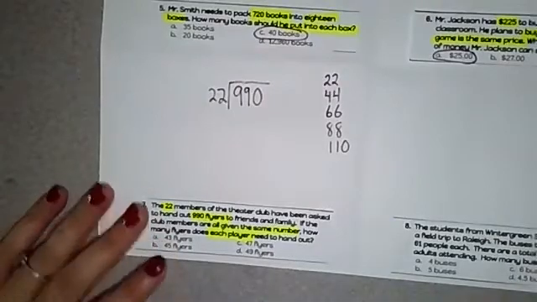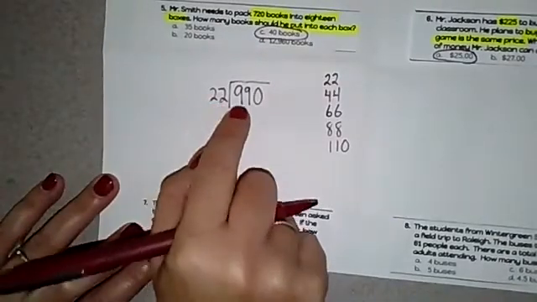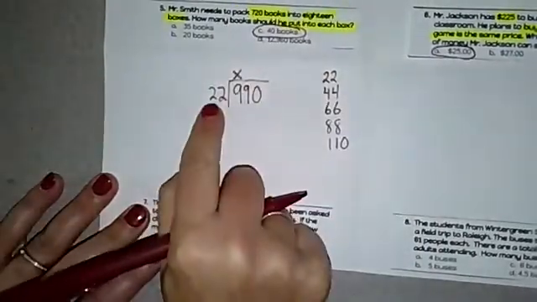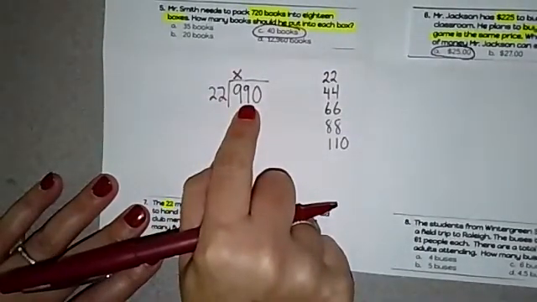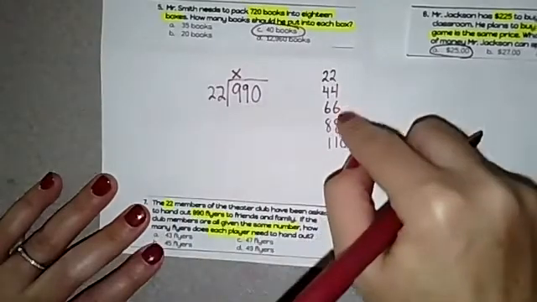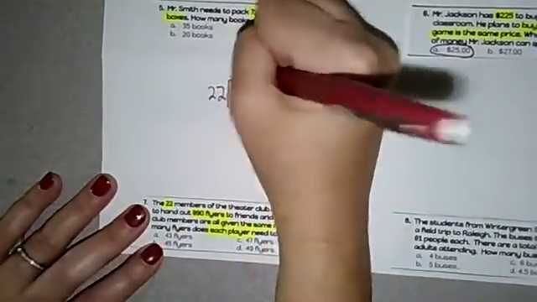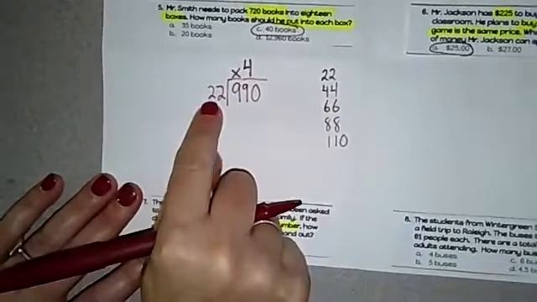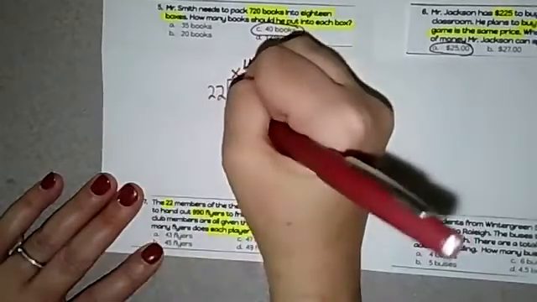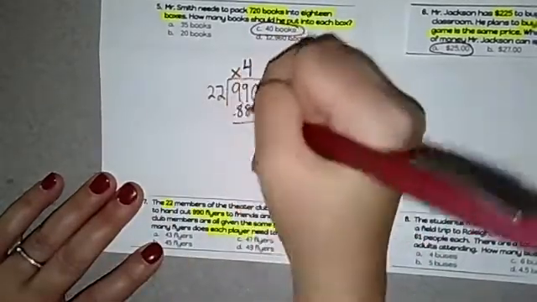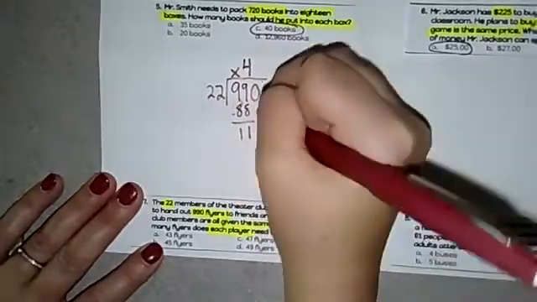So here we go. Aaliyah, how many 22s are in 9? Very good. Aaliyah, how many 22s are in 99? 4. Put your 4 up here. What is 4 times 22, friend? 88. All right, let's subtract it and you get 11. Then bring down the 0.